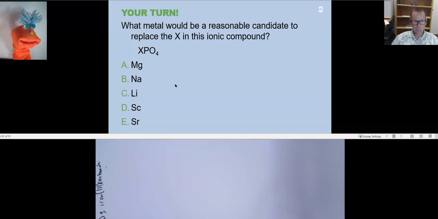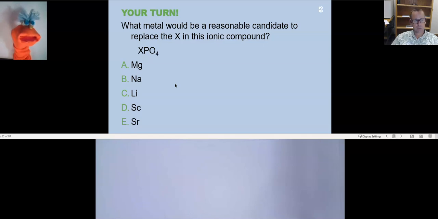Why don't you and your roommate, or if you're all by yourself, take a second and take a look at this one. Push pause. Think about it deeply. See if you can use your brain to relate it. It's a problem you haven't seen before, so it's an opportunity to do some real learning. Okay. Push pause. Okay, did you do it? Did you take time to try to figure out which metal would be a reasonable candidate to replace the X here?